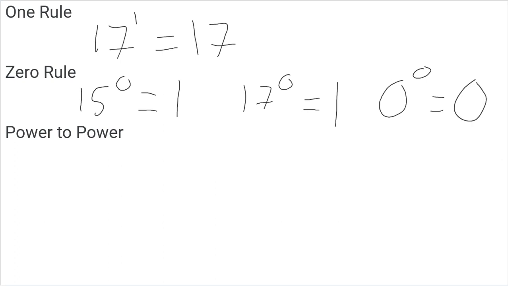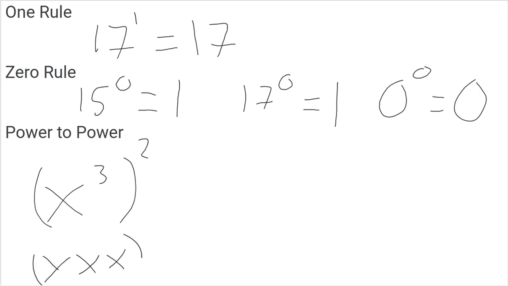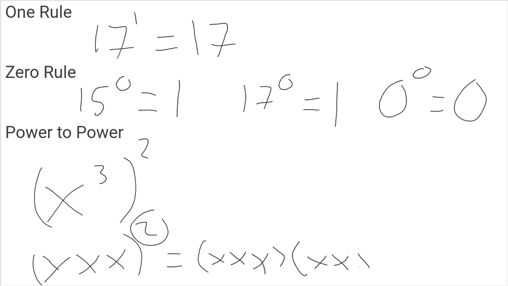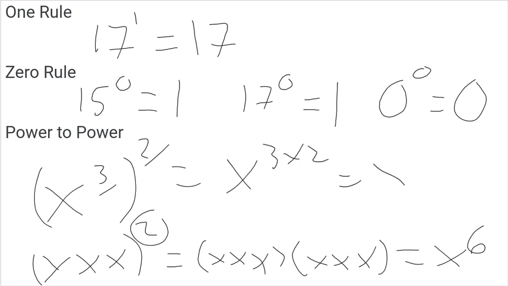Power to a power means I have some number to a power, and that whole thing is to a power. So that means that I should write x 3 times, and then write what I see twice. So I should write x, x, x, and then x, x, x, for a total of 6 x's. So when we see a power to another exponent, that just means multiply to get x to the 6th.